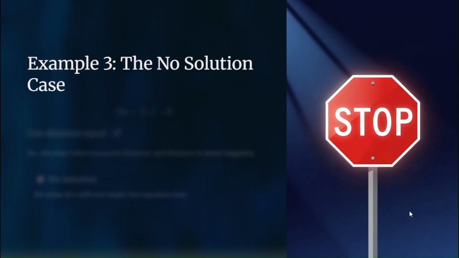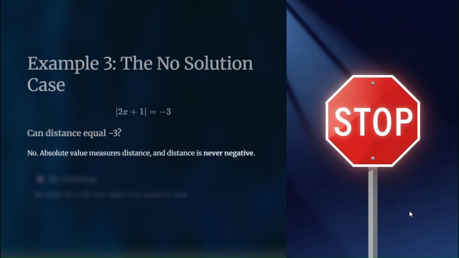Here's the next example. We want to solve the equation absolute value of 2x plus 1 equals -3. Can distance equal -3? No. Absolute value measures distance, and distance is never negative. The moment you see the equation equals a negative number, you can stop. There's no solution because no value of x will ever make this equation true. Don't waste time splitting, just recognize the impossibility and move on.